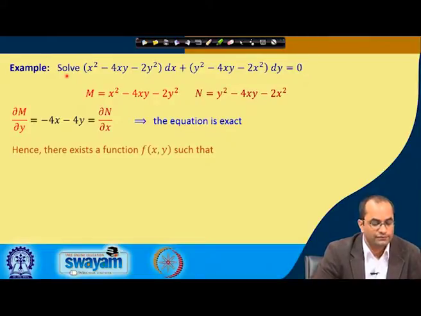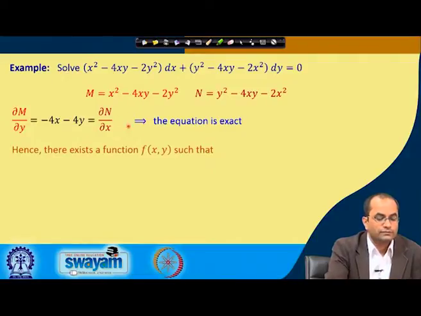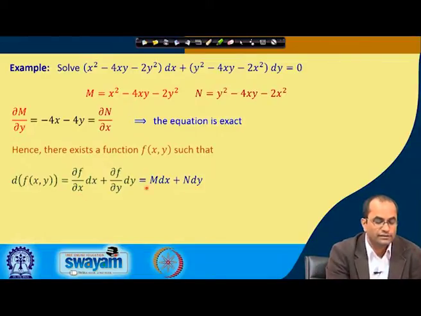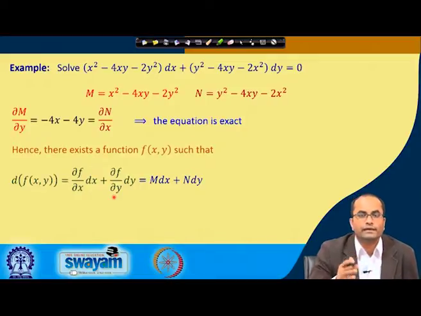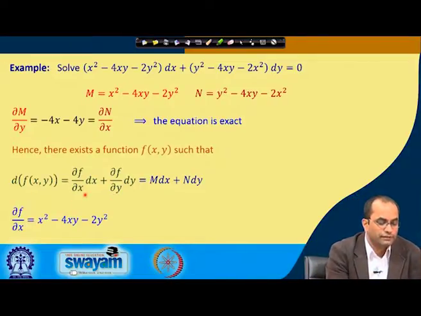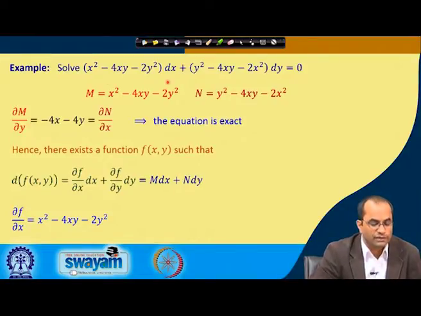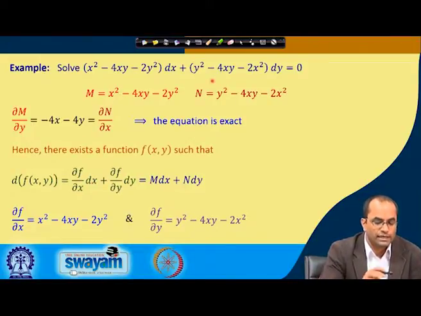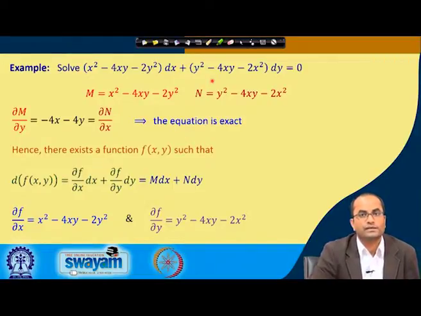And now, how to construct this F? The trick is that we know dF is equal to this one. We know the formula for the differential of the function F is ∂F/∂x dx plus ∂F/∂y dy, and this must be equal to the given M dx + N dy. So, here we can have the relations of F to M and F to N. The partial derivative of F with respect to x must be equal to M, meaning x² − 4xy − 2y², and the partial derivative of F with respect to y must be equal to N, which is y² − 4xy − 2x².